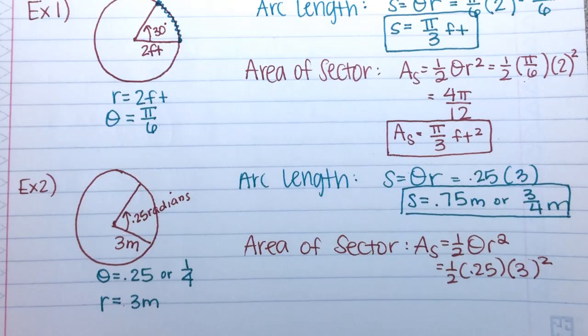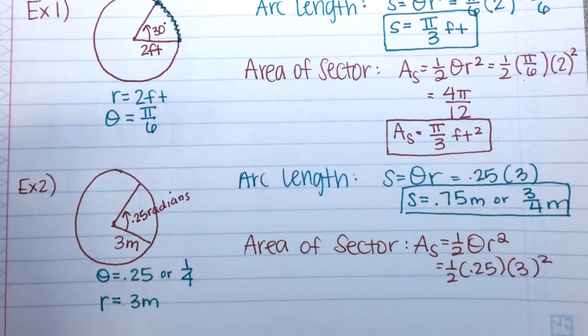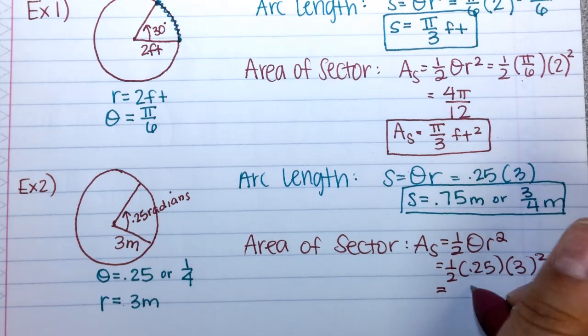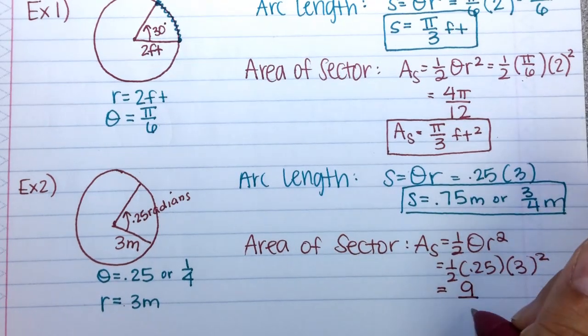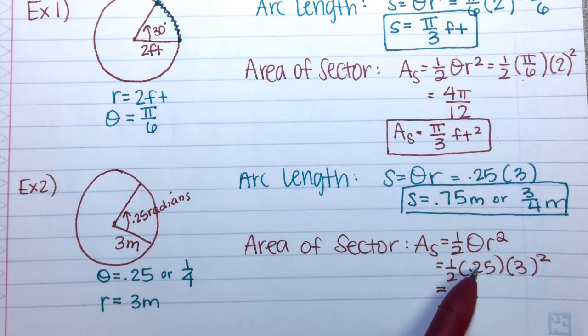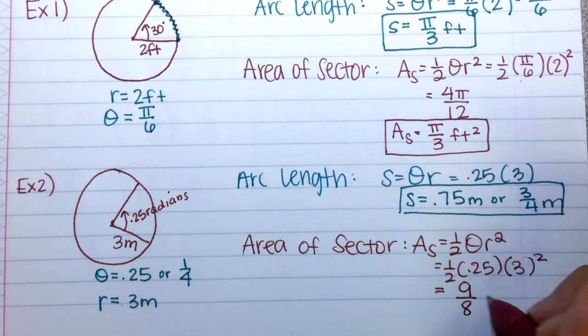You can put this in your baby calculator or you can do it in your head. 3 times 3 squared is 9. And then, do y'all agree 0.25 is 1/4 times 1/2? What is it? That's 1/4, that's 1/2. What's 1/4 times 1/2? 1/8. So it's going to be 9/8.